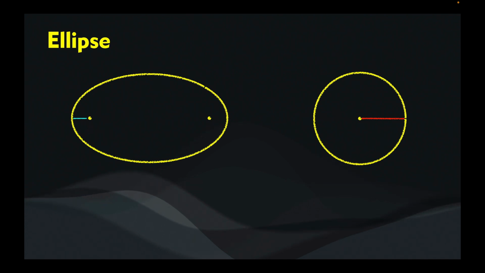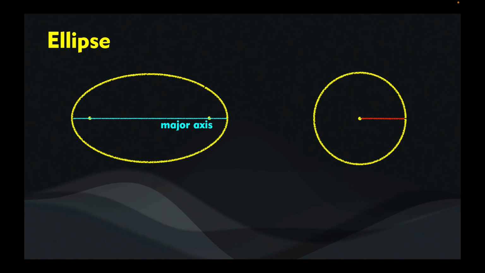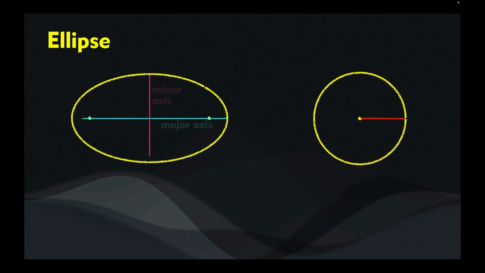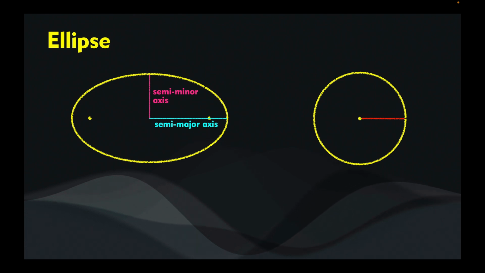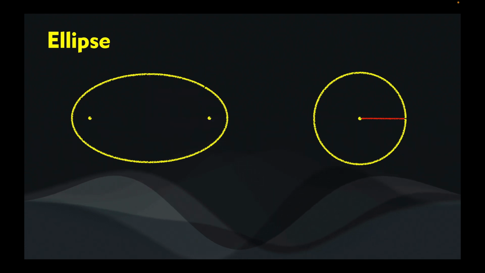A few definitions for ellipses. Instead of diameters and radiuses, we have a major axis, which is the long distance, and a minor axis, which is that shorter distance. And sometimes we'll cut those in half and talk about a semi-major axis and a semi-minor axis. Now back to the definition of an ellipse.